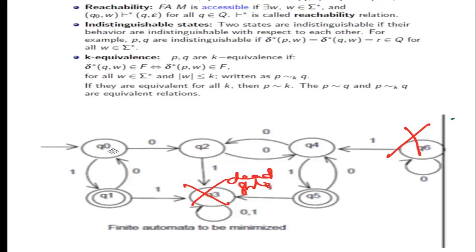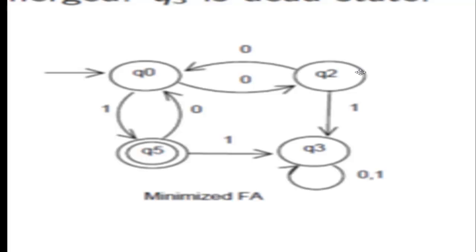Because when q1 and q0 and q4 are merged together, they both go on 0 to q2. Here q1 and q5: on q0, 1 goes to q1, and on q4, 1 goes to q5. And from q1, 0 goes to q0, and from q5, 0 goes to q4. So if we combine these two, they can also be combined, so they are also equivalent because the characteristic is the same, right? So we can have a minimized DFA.